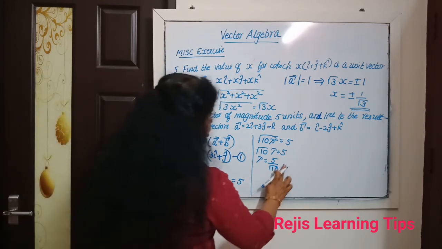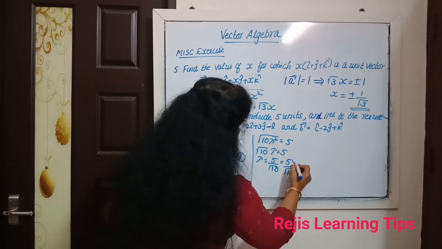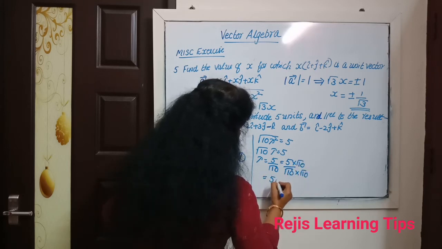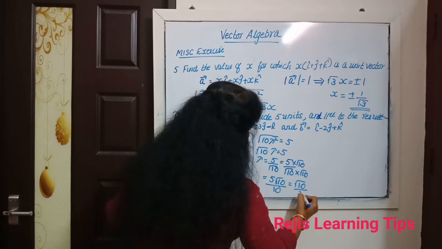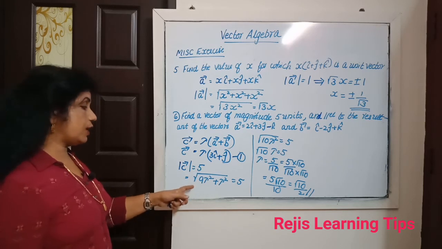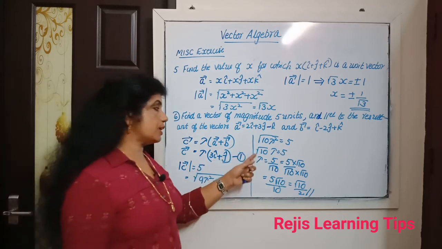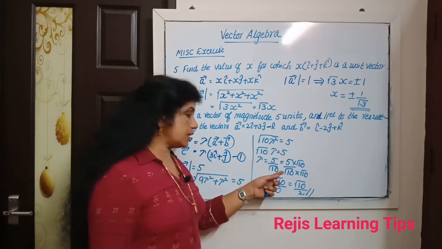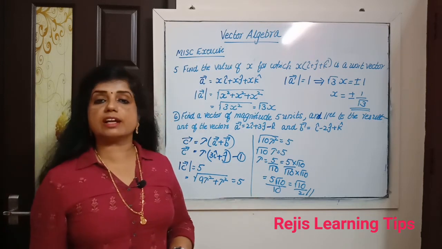Then we can rationalize the denominator. Then we will get 5 divided by root 10 into root 10 by root 10. Rationalizing the denominator, we will get 5 root 10 divided by 10, that is equal to root 10 divided by 2. That is the value of lambda. Am I correct? Magnitude of vector C is equal to 5. So root of 9 lambda square plus lambda square is equal to 5. So 10 lambda square is equal to 5. So root 10 lambda is equal to 5. So lambda is equal to 5 by root 10. Then we should rationalize the denominator: 5 into root 10 divided by root 10 into root 10. Then 5 root 10 divided by 10, that is equal to root 10 divided by 2.